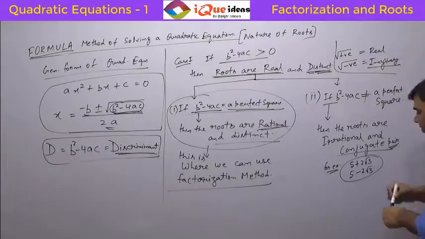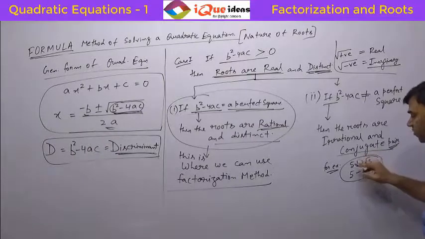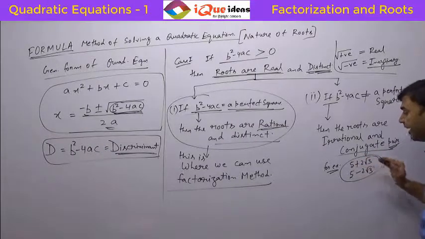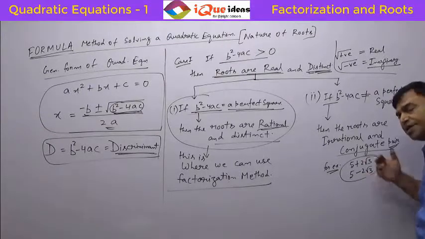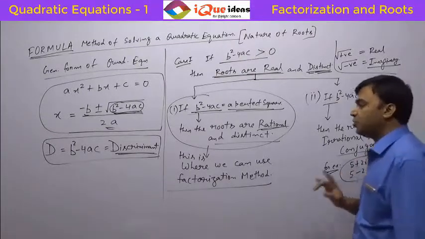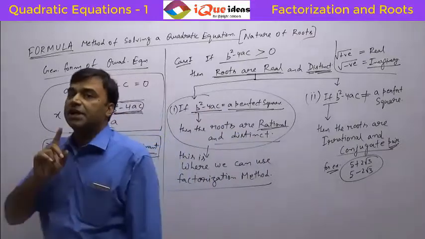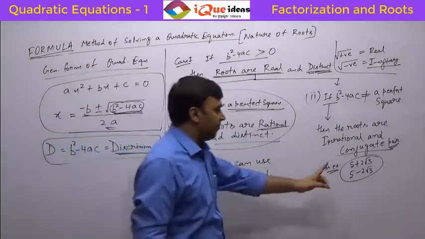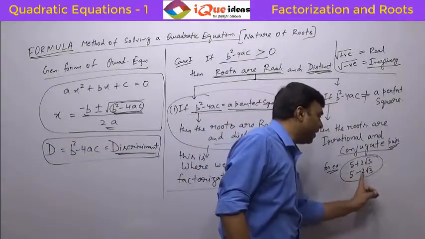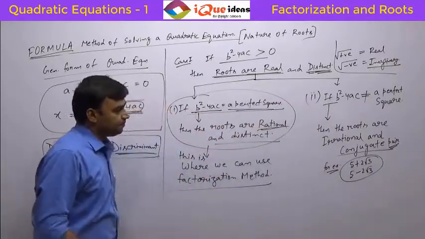What is the meaning of conjugate? Look at this carefully. If one root is a plus b, the other root has to be a minus b. If one root is a minus b, the other root has to be a plus b. Remember, the sign has to be changed only for the part which is irrational, right? So if one root is 5 plus 2 root 3, the other root has to be 5 minus 2 root 3, right?